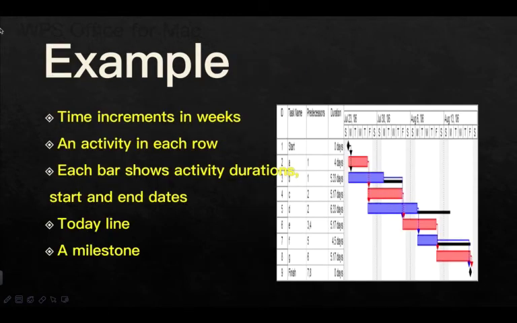Example: the increments in weeks, and the activity in each row. Each bar shows activity durations, start and end dates. Today line, a milestone.